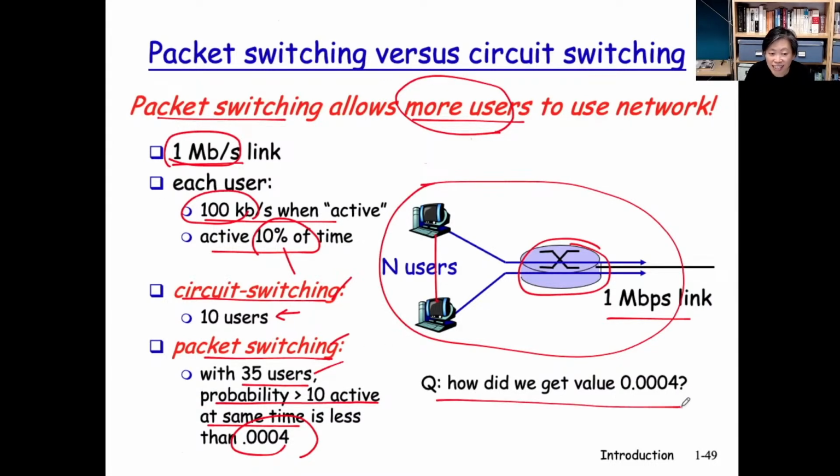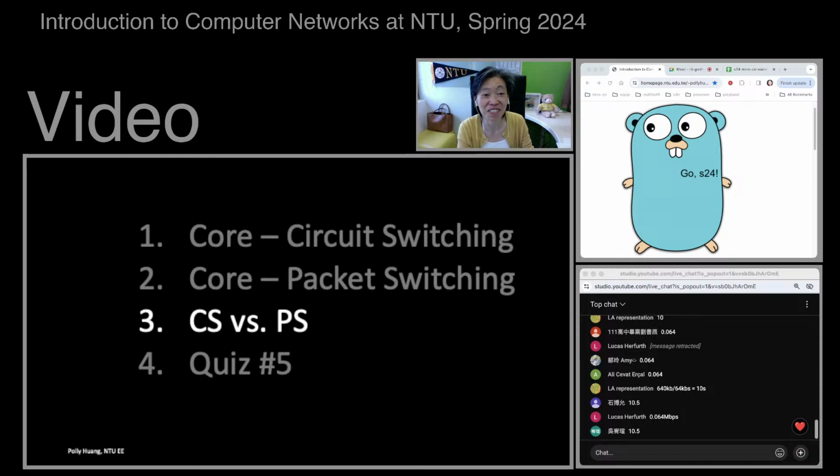And by the way, does anyone here know how to derive this value? The probability of more than 10 of the users being active at the same time, given the active rate is 10%. If you know how to calculate that, 0.0004, for more than 10 users out of the 35 being active at the same time, post it on Discord, post it on random, extra credit for that.